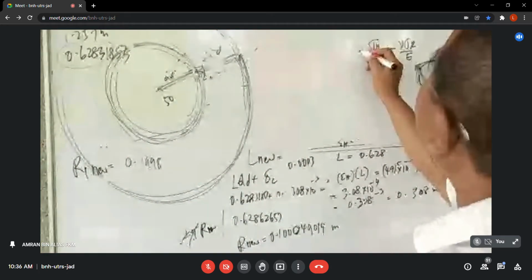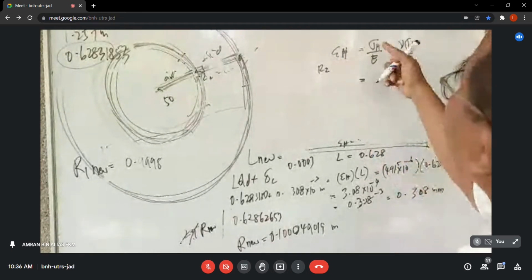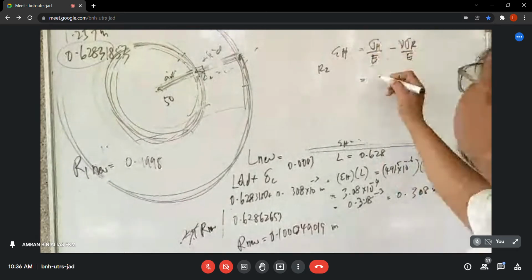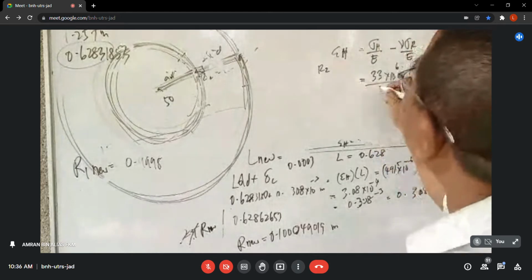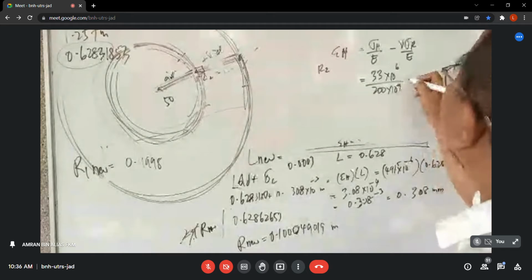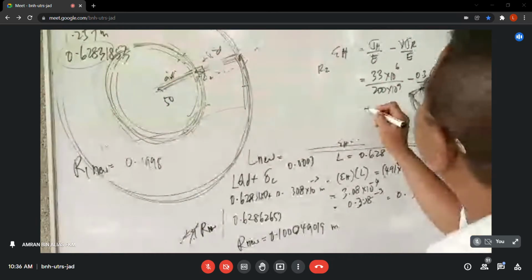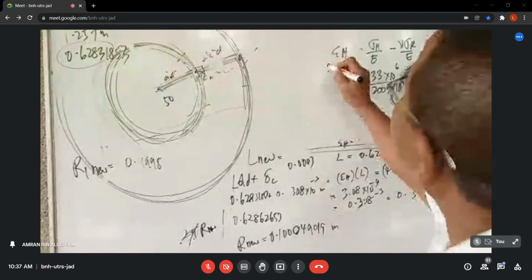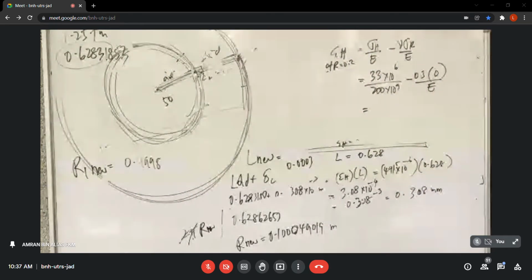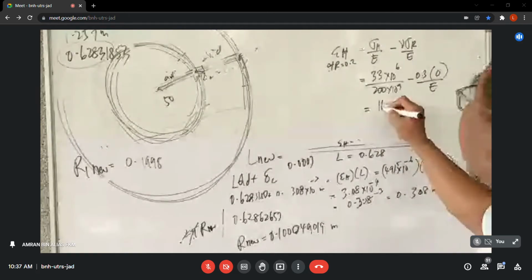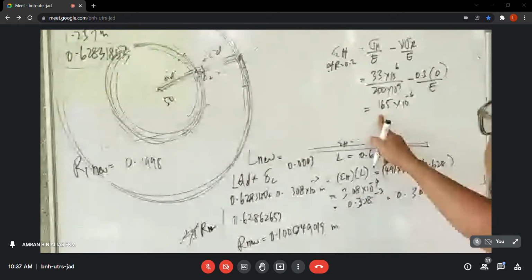So what is the strain at R2? Sigma H outside is what? 33, right? Minus Poisson's ratio times sigma R, which is 0, divided by E, 200. So what is the value there? 165 micro, 165 times 10 to the power minus 6. Positive, right? Okay.